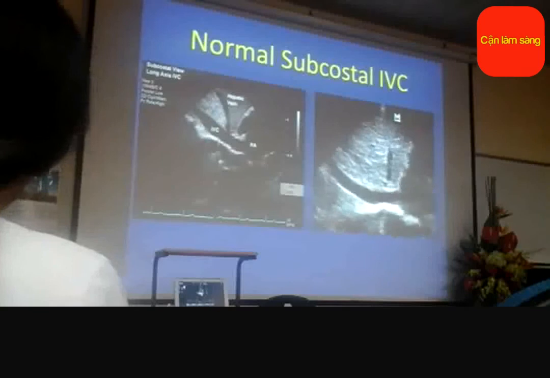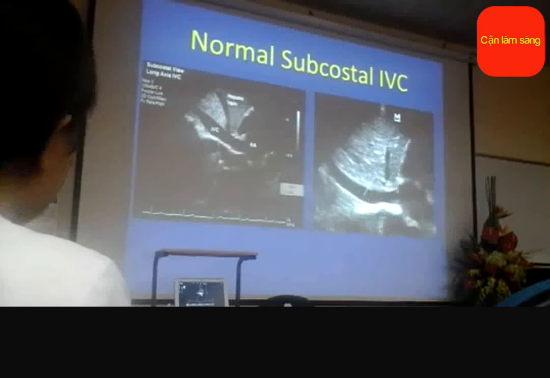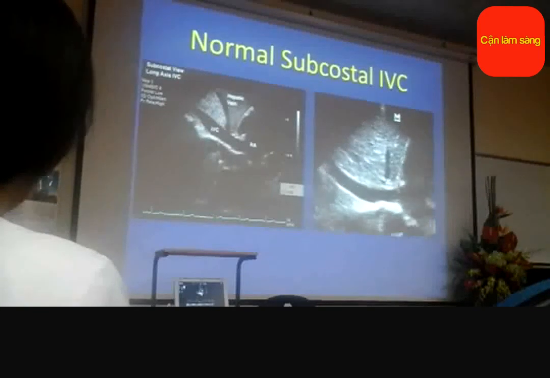And this was also where we measured it to see about right atrial pressures, to estimate that for right ventricular systolic pressures.